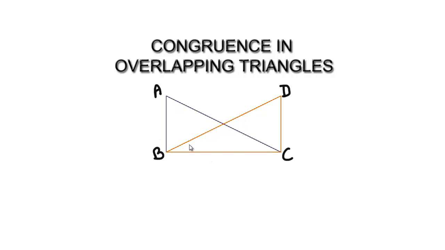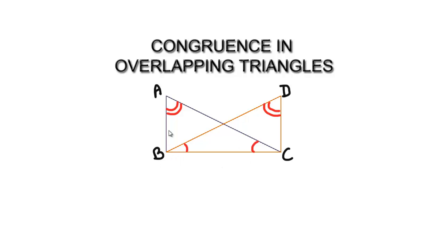Alright, so for these two overlapping triangles, let's say that angle DBC, which is this angle here, is congruent to angle ACB, which is this angle. And also that angle BDC, this angle, is congruent to CAB. And we want to know if that's enough information to prove that these two overlapping triangles are congruent.